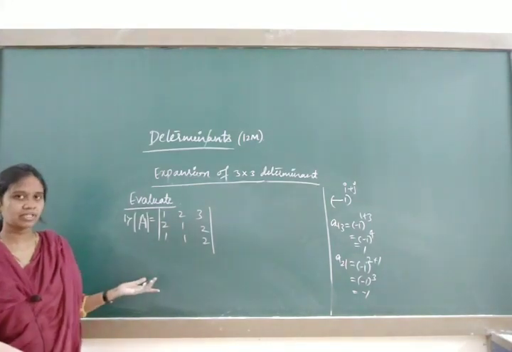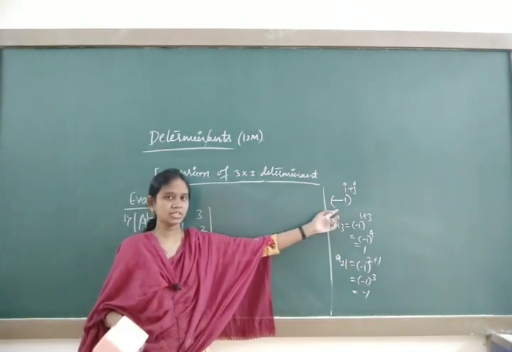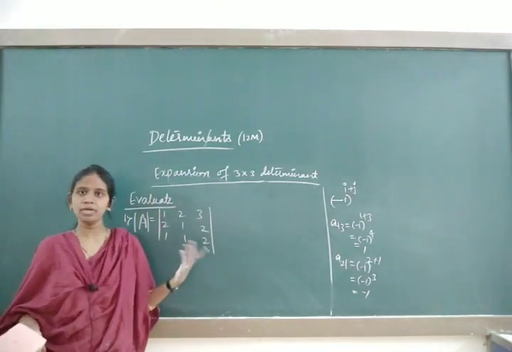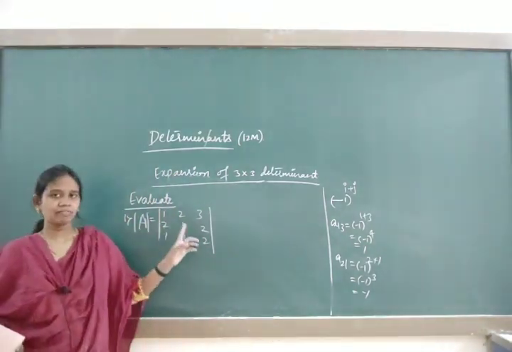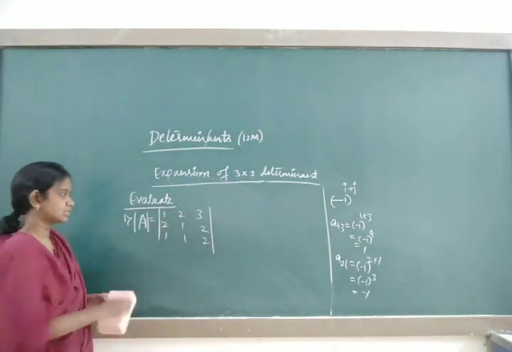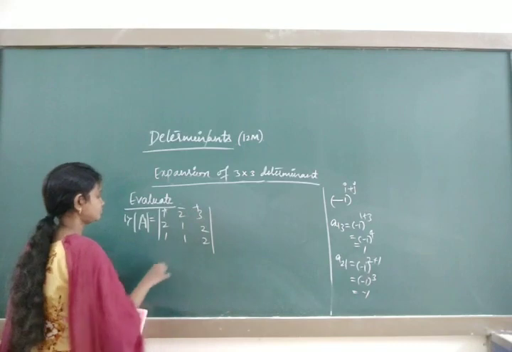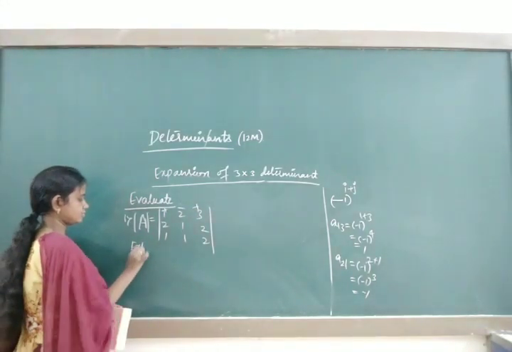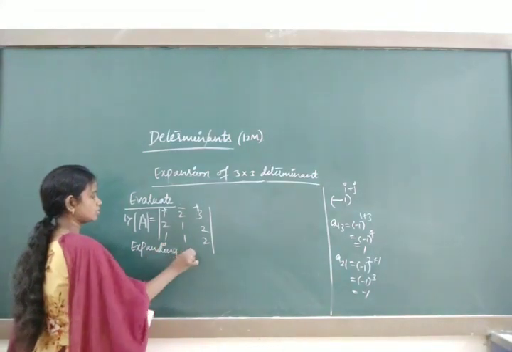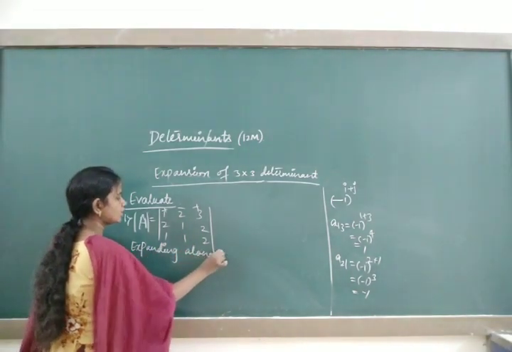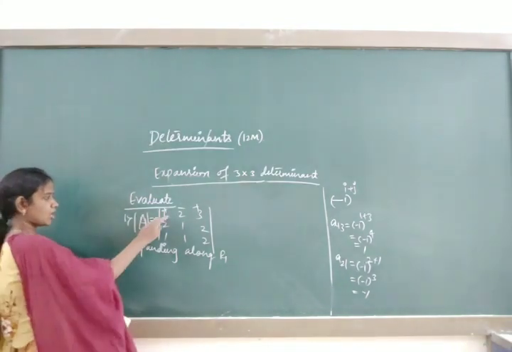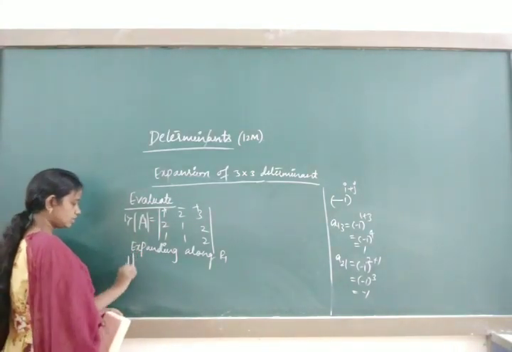If you are not remembering the sign, then just remember this factor and substitute the corresponding position, a21, a22, a23. So now I will expand with R1. The signs are very easy, plus minus plus. Change the sign. Don't forget to write this one, expanding along R1. So expanding along R1 means it's a plus 1.